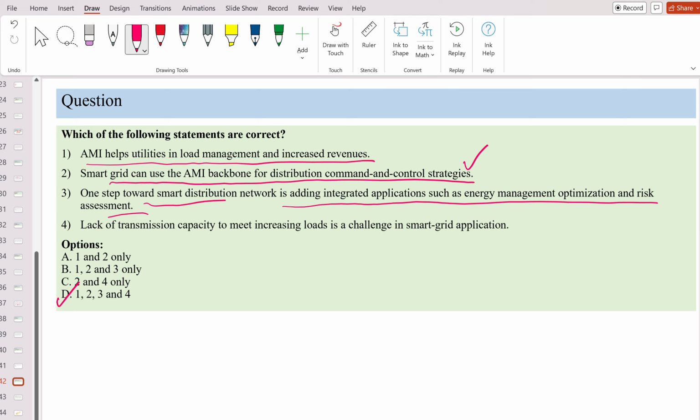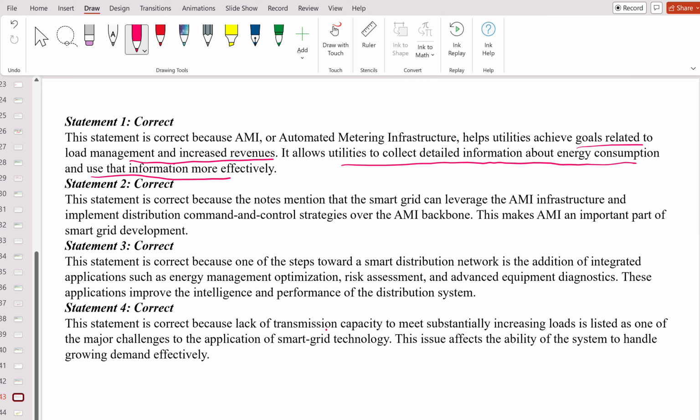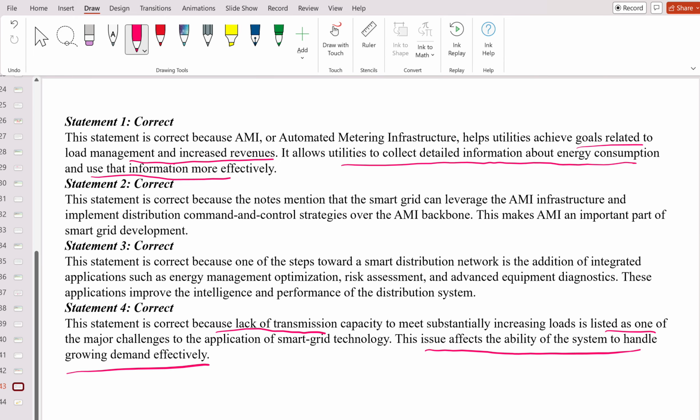Lack of transmission capacity to meet increasing load is a challenge. That is also correct, because lack of transmission capacity is listed as one of the challenges, as this issue affects the ability of the system to handle the growing demand effectively. Whatever cables and distribution feeders you have installed have a carrying capacity, and as the load increases, that creates a problem. You have to replace all the systems. So that is a current technical problem.